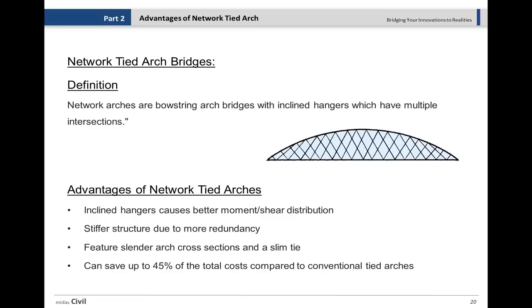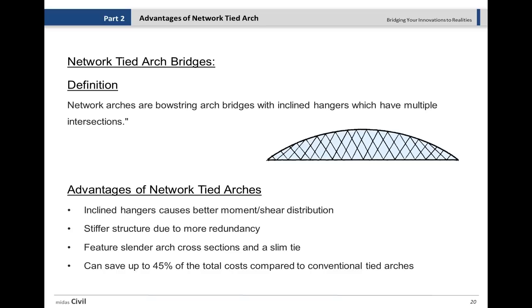The behavior is different from the truss element, but it looks more similar to those types of bridges. This configuration gives a higher stiffness to the structure, increases the redundancy, and therefore improves the behavior of this type compared to the conventional type. We discussed that the inclined hangers make a better distribution of the moment and shear, and this is a stiffer structure because of the more redundancy that they have.